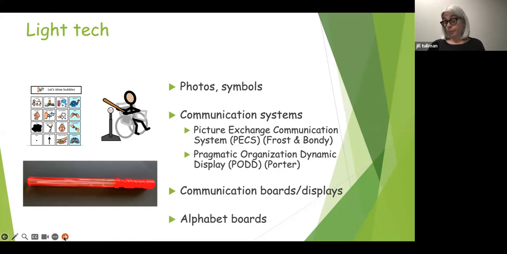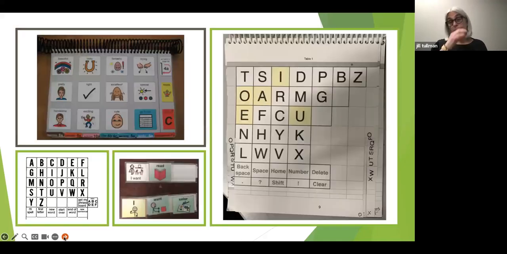There are some communication systems. The Picture Exchange Communication System, or PECS, is a formal light tech communication system. Pragmatic Organization of Dynamic Display, commonly referred to as PODD, is another light tech communication system. Light tech also involves communication boards and displays. You see this example of blowing bubbles here, as well as alphabet boards.